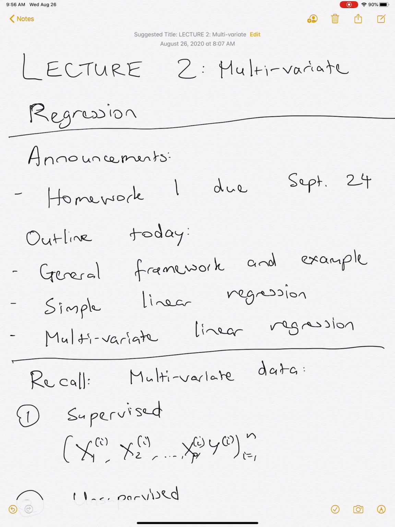Okay, so welcome everyone to the second lecture for this course. The first lecture was more of an introductory lecture where we discussed the logistics. This lecture we start to get into the core material for this course, and in particular we're going to start to talk about some multivariate data setups, and in particular we'll start our discussion on multivariate regression.